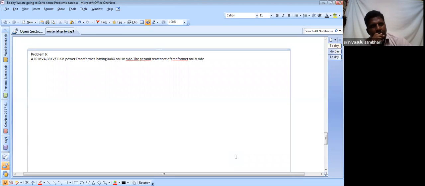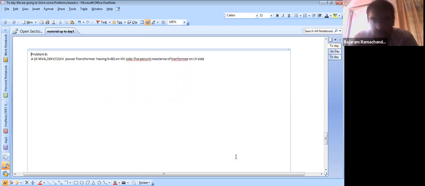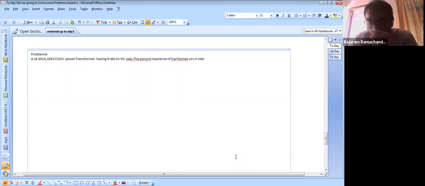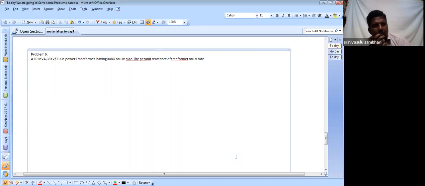Now we are given one conclusion in the case of transformer. What is the conclusion? Very important. The per unit reactance on the primary side is equal to the per unit reactance on the secondary side. That means XP per unit should be equal to XS per unit. You have to use that concept here.